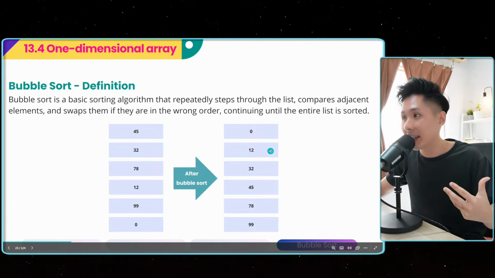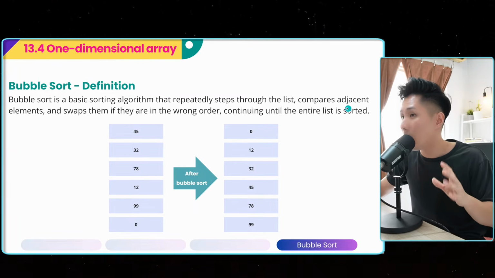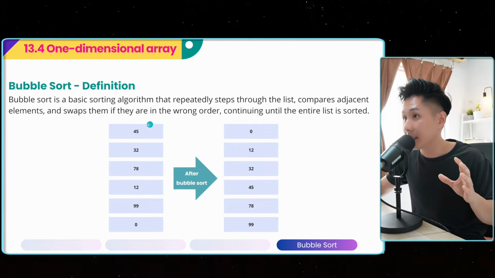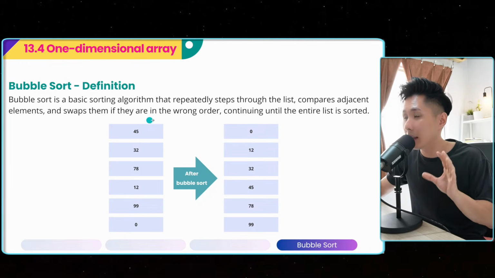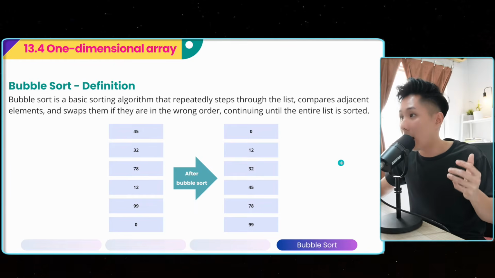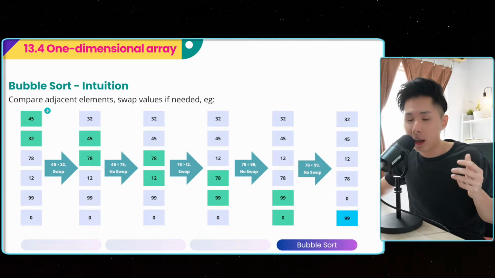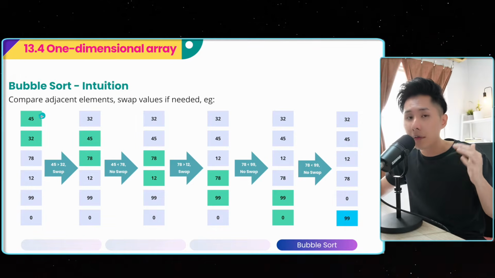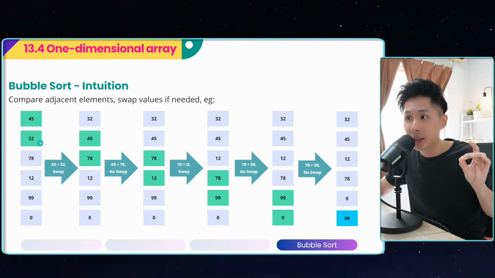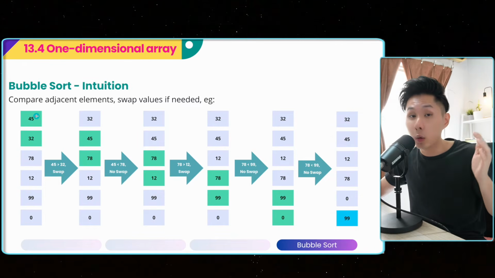And how it does that is that it repeatedly steps through the list, compares adjacent elements like this, and swaps them if they are in the wrong position. I want to show you visually how this works. So let's say this is where we start. What the algorithm will do is compare the first and second element. If the first one is bigger than the other one, then we do a swap.